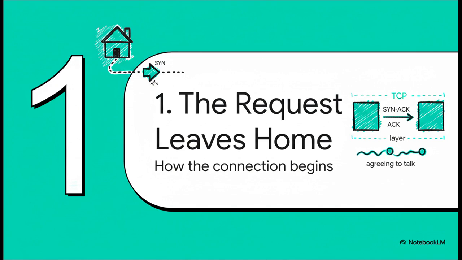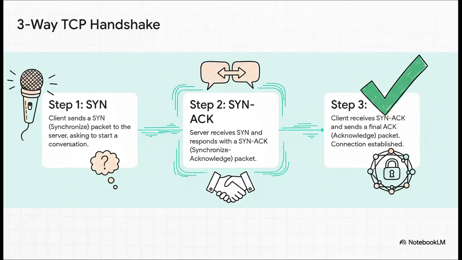Now, before any data gets sent, I'm talking before a GET /b or a POST /api or anything, the client and the server have to do this little formal dance. They've got to introduce themselves and basically agree that they're going to talk. And this all happens down at the TCP layer. And this is where it gets kind of cool. It's this super polite 3-step conversation.